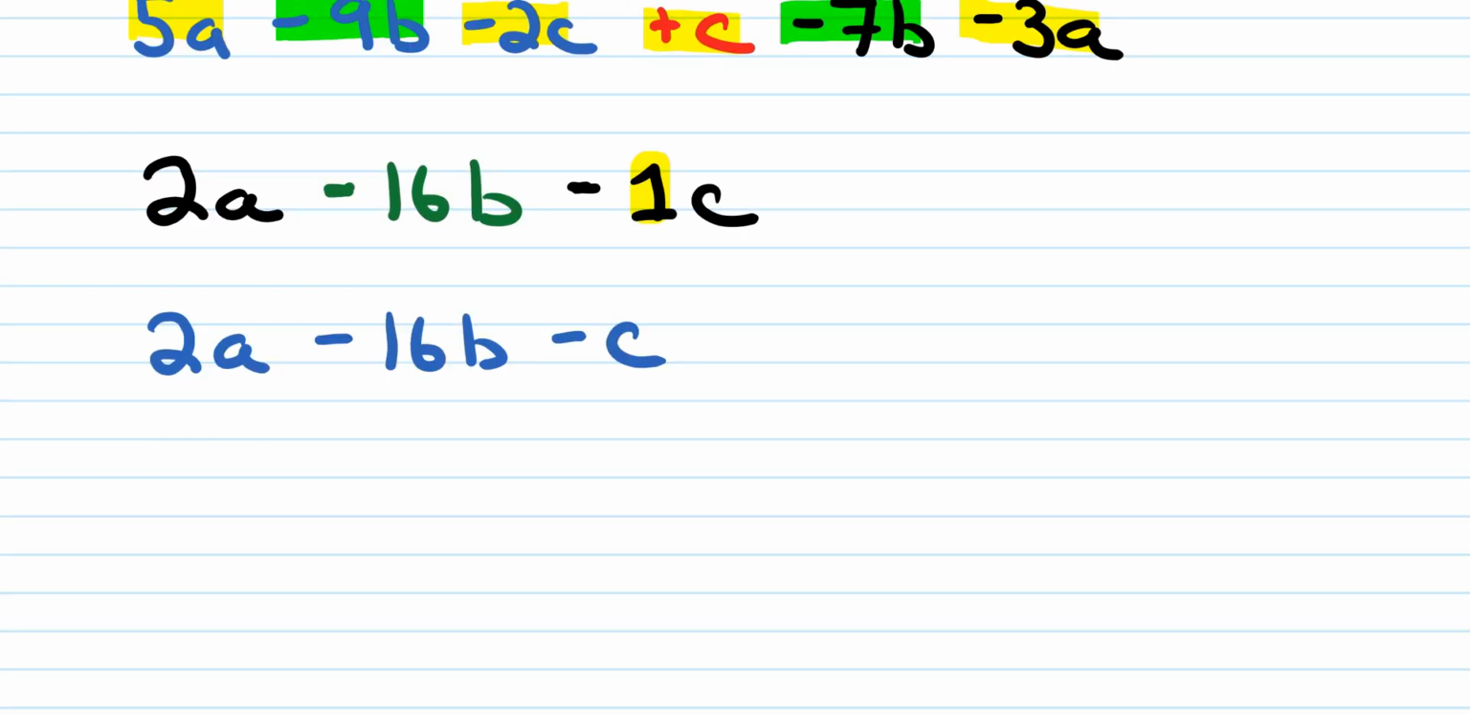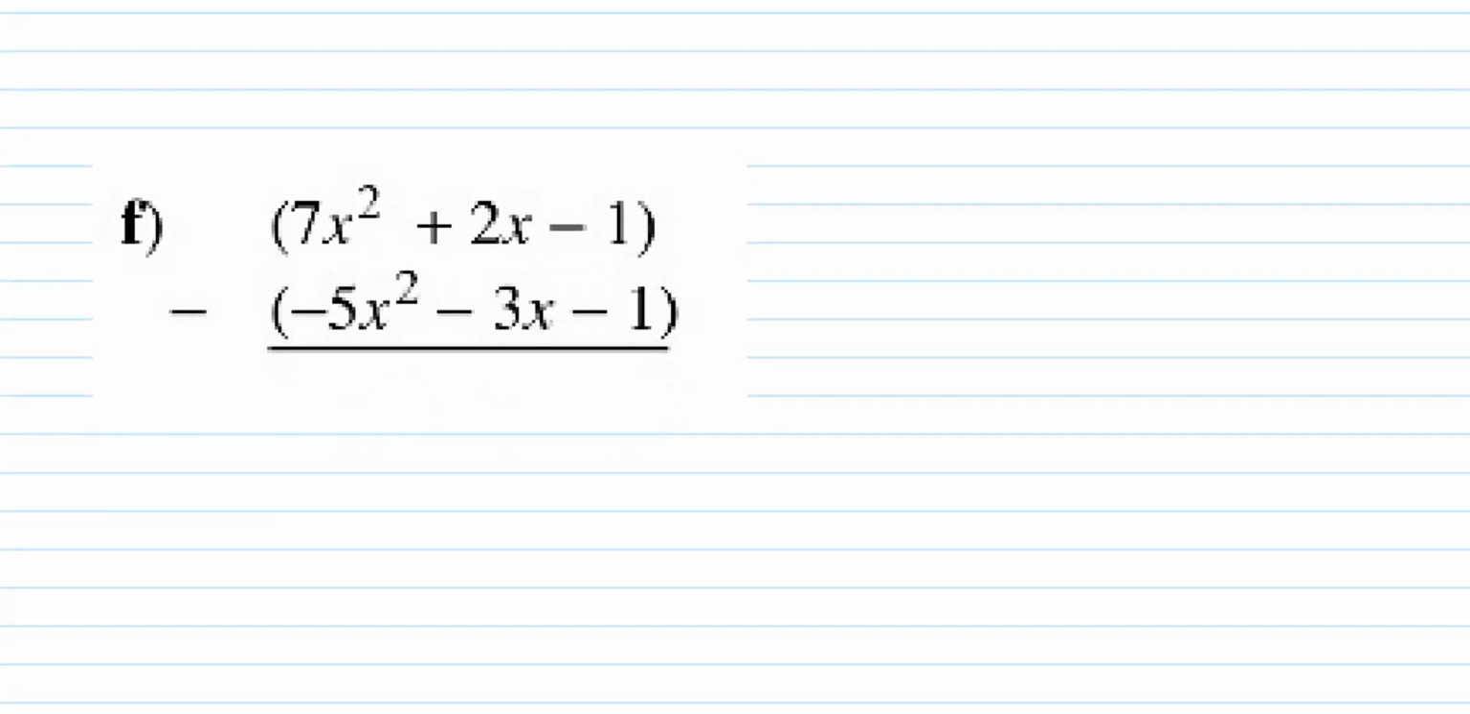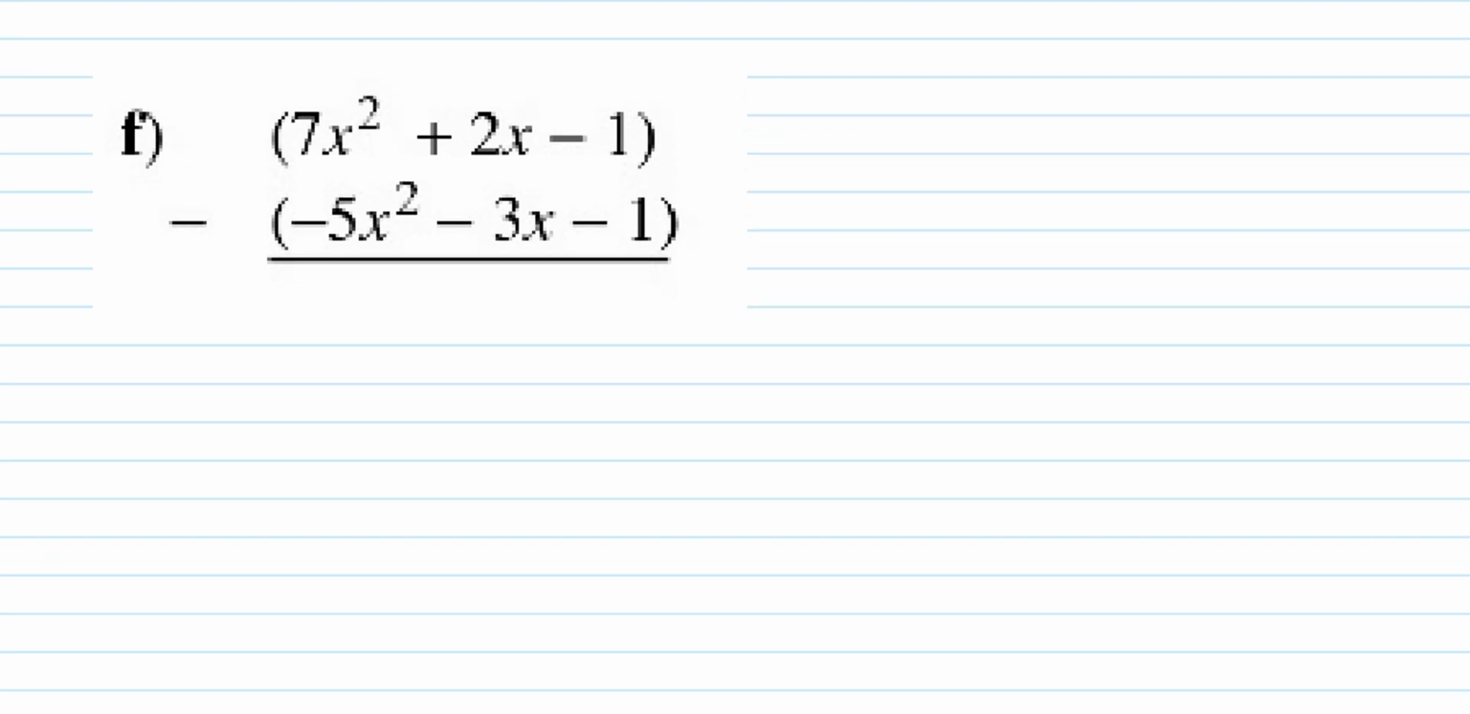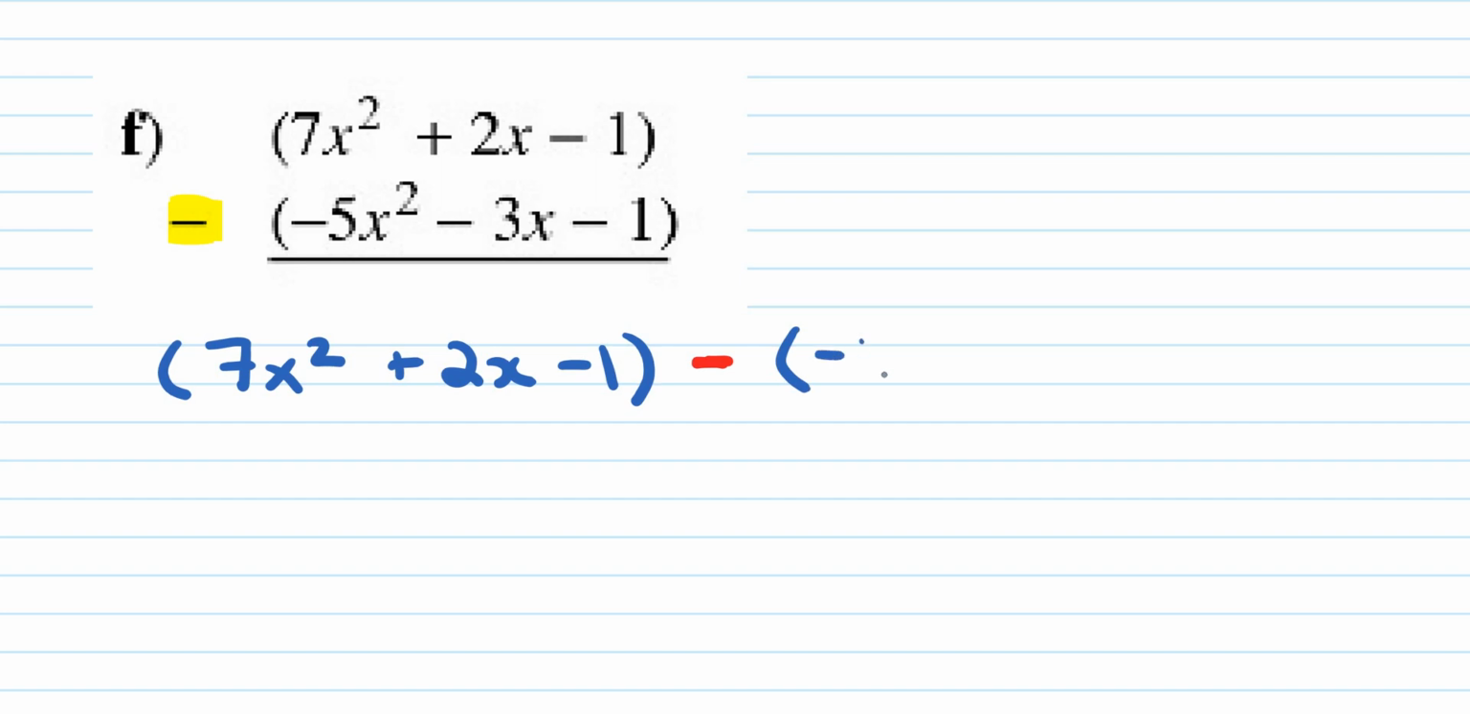Okay, let's keep on going along. So now we have the next one here. Now we have a situation where things are stacked vertically, and when things are stacked vertically, we could write this as 7x squared plus 2x minus 1, and then there's a minus sign, so I can put the minus sign over here like that, and then we have the bracket negative 5x squared minus 3x minus 1.